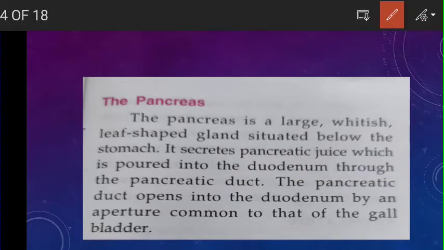Okay. Now next, pancreas. The pancreas is a large whitish leaf-shaped gland situated below the stomach. Clear? So what are the characteristics of the pancreas? Large whitish leaf-shaped gland. So if the question is leaf-shaped gland, give one word, your answer will be what? Pancreas. Okay. And pancreas secretes juice. What is the name of that juice? Pancreatic juice. Okay. Which is poured into the duodenum through what? Pancreatic duct. So I have discussed also where the pancreatic duct is. The duct that brings juice from the pancreas is called the pancreatic duct.